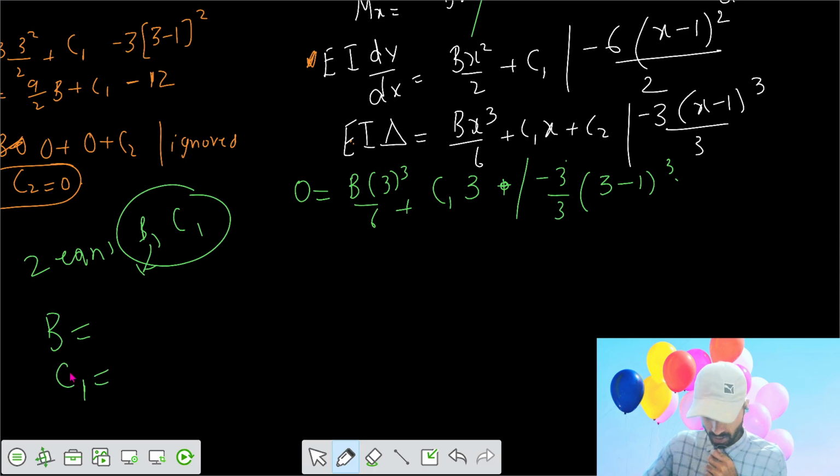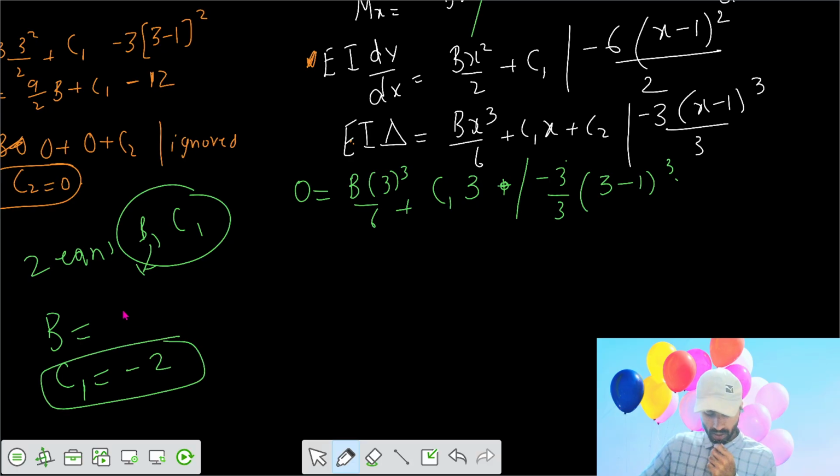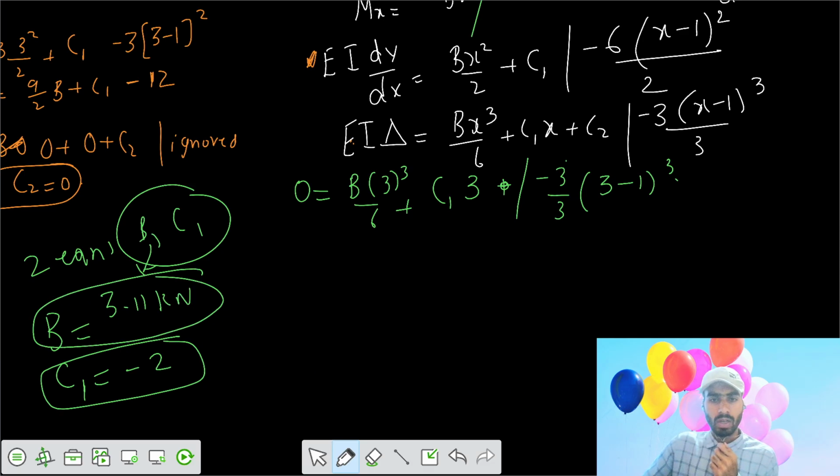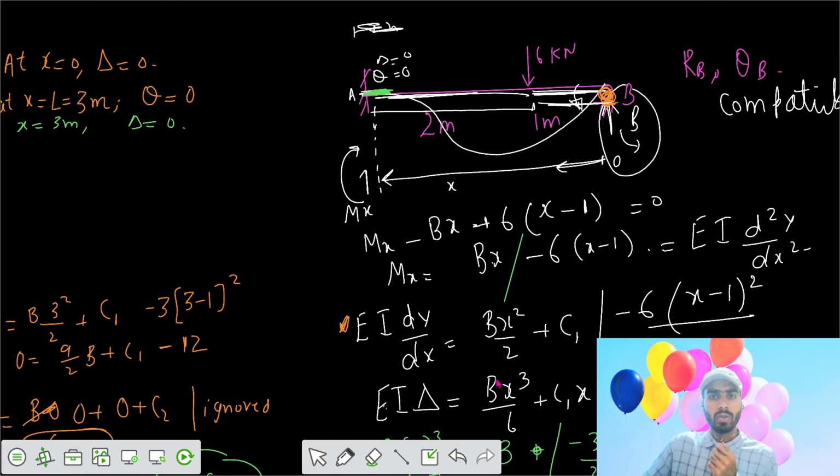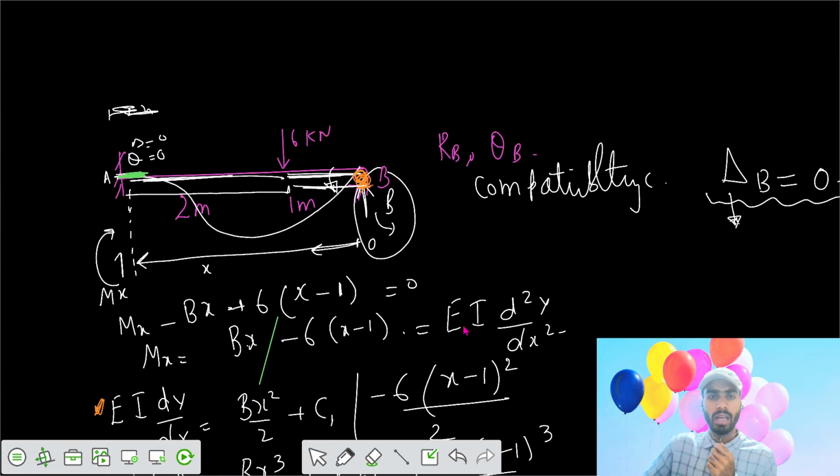So we can get the value of b and the value of c1. With that we calculated, and we get the value of c1 equals minus 2, and the reaction b comes out to be 3.11 kilonewton. Once we got these two values, this was the question, to get the reaction b. So we got the reaction b.